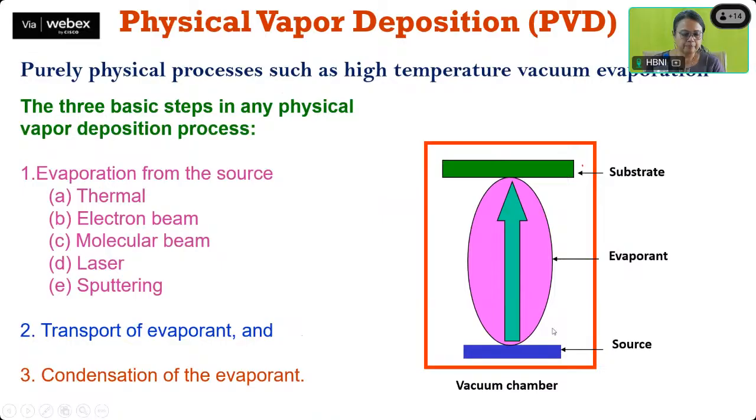So how can we evaporate? We can evaporate using thermal evaporation, or we can heat it by electron beam, or we can form a molecular beam, or we can use laser, or we can use sputtering. And then the evaporant evaporates from the source, transports, and then condenses on the substrate. So this is basically the process of thin film deposition by physical vapor deposition.